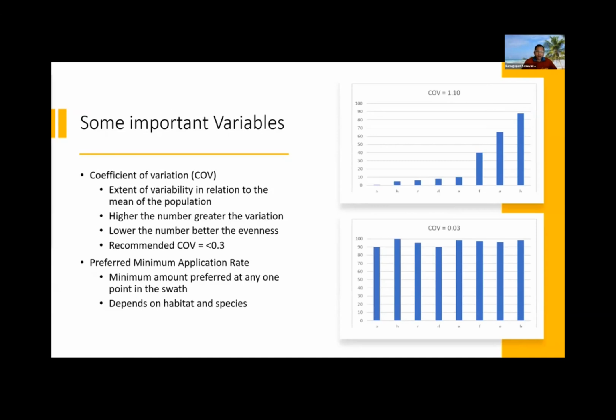So in our recommendation, we always stick with a COV of 0.3. Less than 0.3 is better when we're doing these characterizations. Another important point with these applications is the minimum preferred application rate. How much should we apply? At any one point in the swath, how much is the minimum that you need to have? That varies by habitat and species and the product that you choose. But each product will have a minimum application rate below which you do not want to apply at any one point of the swath.